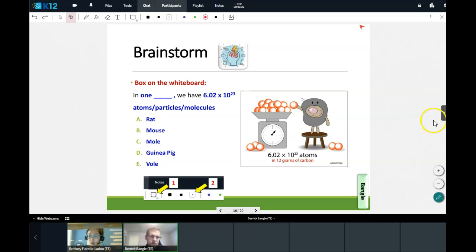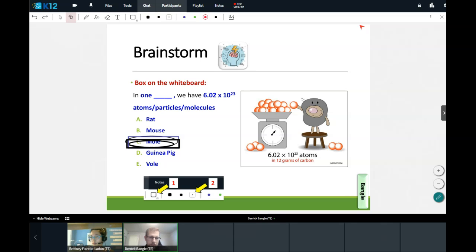We're going to complete the sentence using this multiple choice here. In one blank, we have 6.02 times 10 to the 23rd atoms / particles / molecules. In chemistry, we can have a mole of lots of things, but usually we're talking about atoms or molecules. Particles is more of a general term. But again, what's the animal that we associate with this number? It's also pictured off to the right here as a small hint. Use your whiteboard tools.